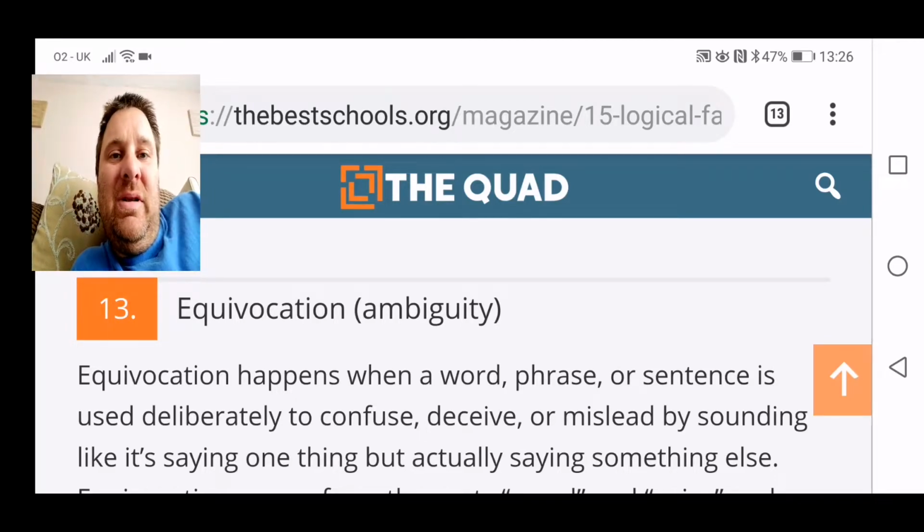Hi, this is the last one in this section of 15 logical fallacies. Fair use, it's educational purposes, but although that only applies to the person, I'm not a person, I'm a man.